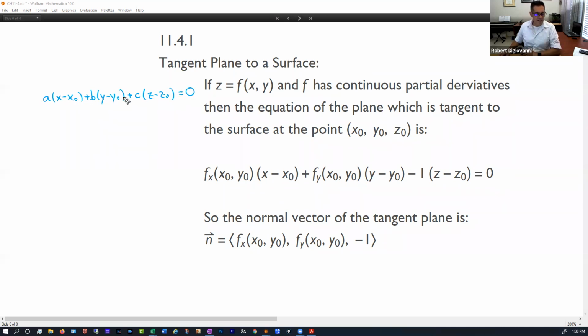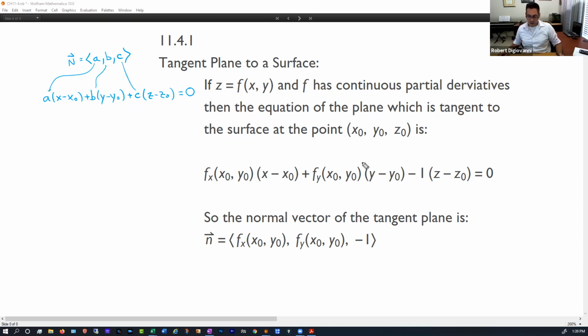And then what was the ABC? Do you remember what the ABC was? It was the normal vector. Whatever that vector was, the A was the x component, the B was the y component, and the C was the z component, right? So whatever those numbers were, we just stuck them here, here, and here.